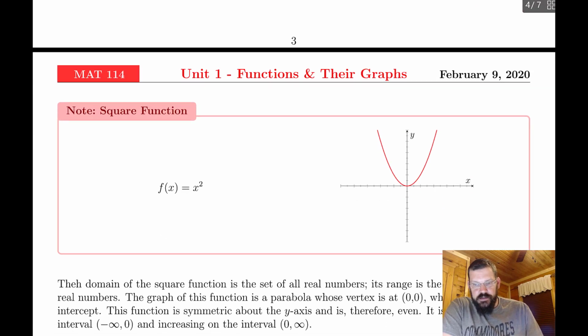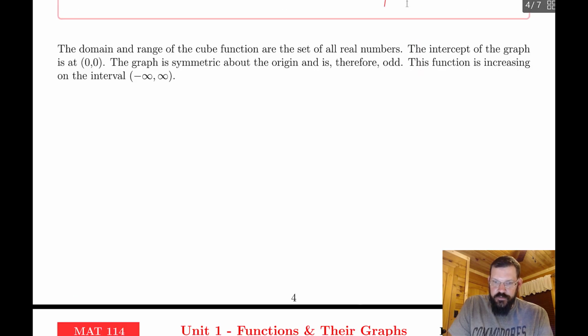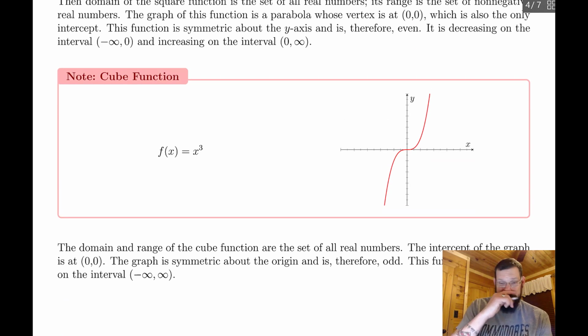The square function, x squared. Parabola opens up, vertex at the origin. Domain is the set of all real numbers. Its range is whatever the vertex is, up to positive infinity. Unless this graph is flipped, then its range is from the vertex down to negative infinity. It's decreasing from negative infinity to the vertex, so in this case negative infinity to 0, and it's increasing from 0 to positive infinity.